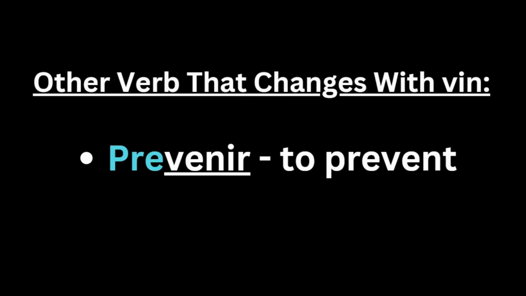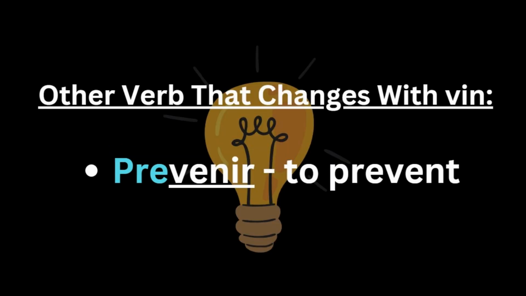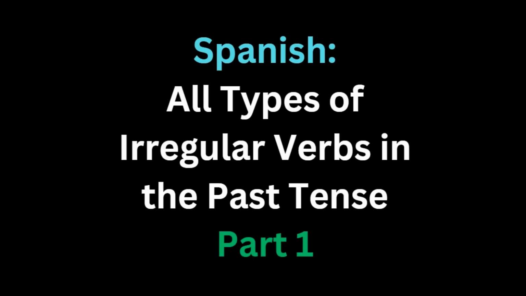And actually, there is the verb prevenir, meaning to prevent, and in case you want to use it in the past, remember to change it like the verb venir, and as always, it's a verb that's more useful to know than to utilize. This has been all types of irregular verbs in the past tense in Spanish, part 1.